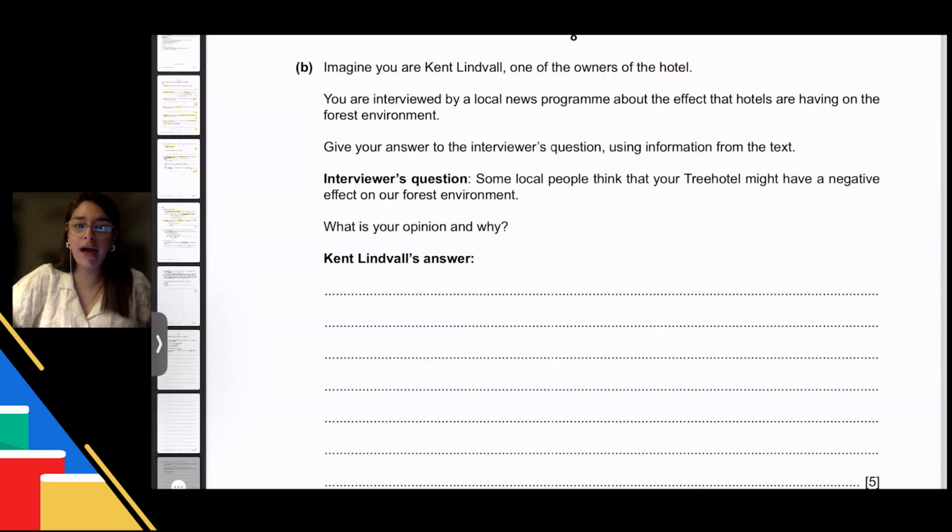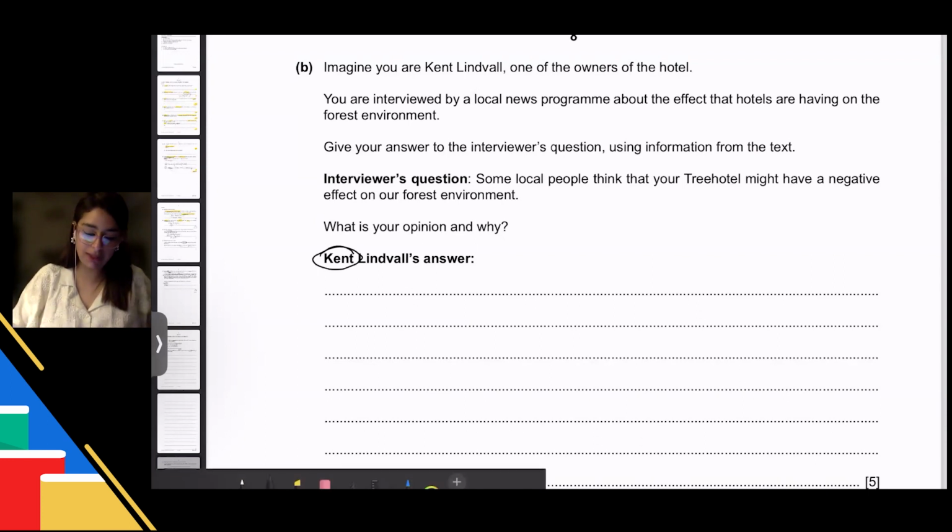So, basically, you have to keep in mind whatever you read within the passage, that's information that you have now. Using that information, you answer this question. So try not to deviate from the information given. Try not to say something that contradicts completely what you have read. Do not do that. The interviewer's question says, some local people think that your tree hotel might have a negative effect on our forest environment. What is your opinion and why? Now, the question at hand is, do you think that this individual, Kent, would actually agree with this idea?